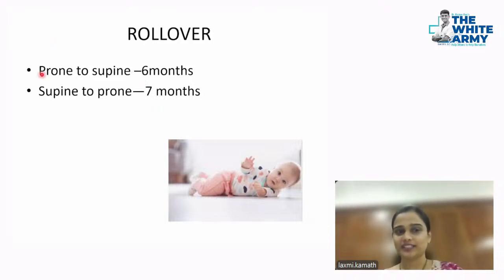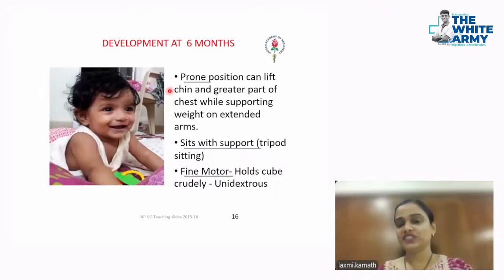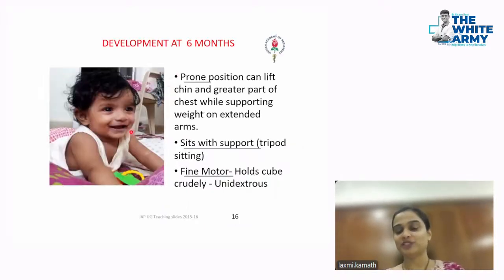So the rollover, that is prone to supine, happens around 4 to 6 months, and supine to prone happens 1 month later, that is 7 months. Again, just to show in one picture, when you put the child prone, here you can see the arm is extended compared to the 4th month picture where the arm was flexed. Here the arm is extended and even the chest is off the couch. That means the chest, the neck and the head, all 3 components are off the couch. So at this point, the child is able to take the weight on the arm.